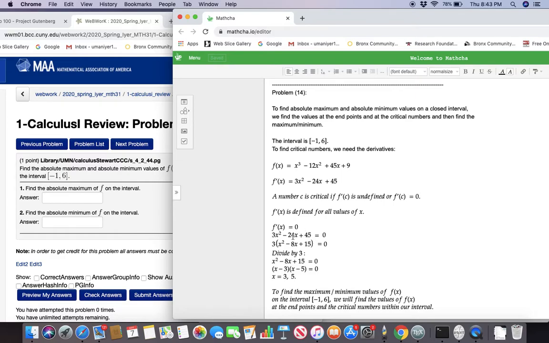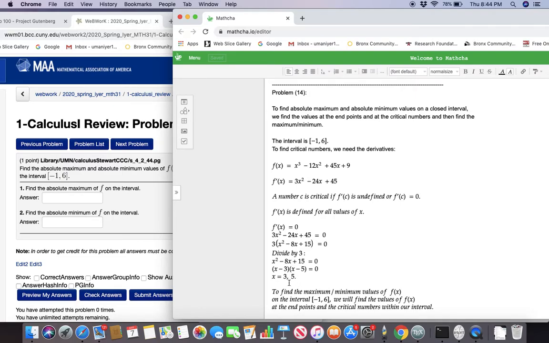Well, 3 is a common factor. What do I get? x squared minus 8x plus 15, because 3 is a factor, equals 0. Divide by 3. This 3 goes away. 0 over 3 is 0. So I'm left with x squared minus 8x plus 15 equals 0. This factors, you see, -3, -5. That gives me x equals 3 and x equals 5.